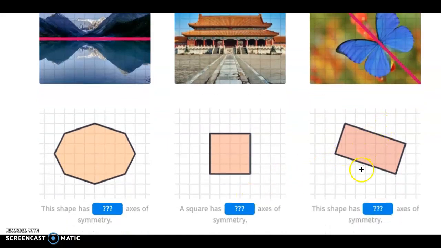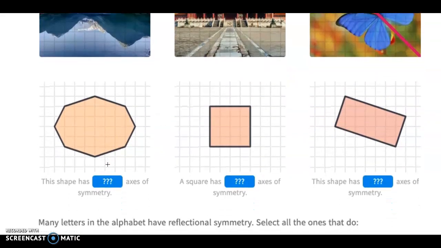And down here, I will draw lines of symmetry. So this has question marks. This shape has how many axes of symmetry? How many ways could we fold this shape so that both halves match? Well, that's one.